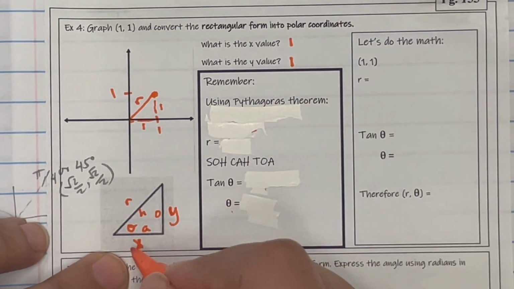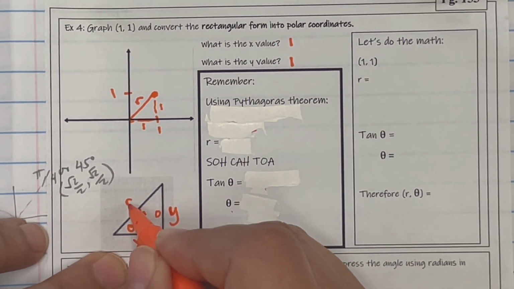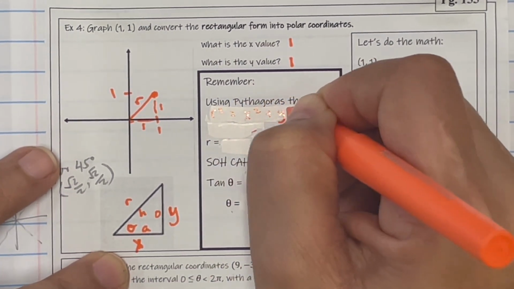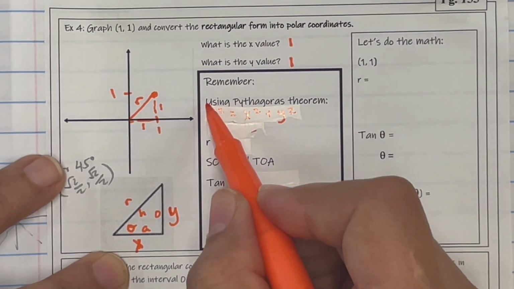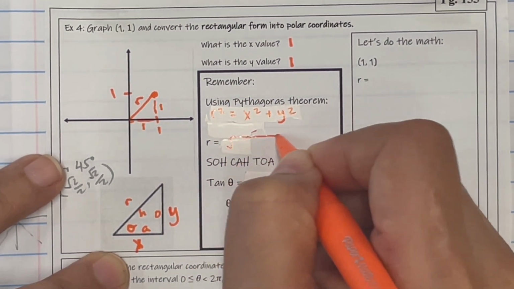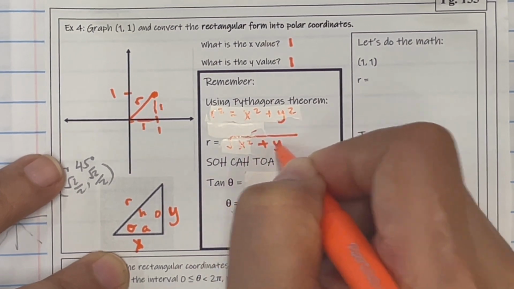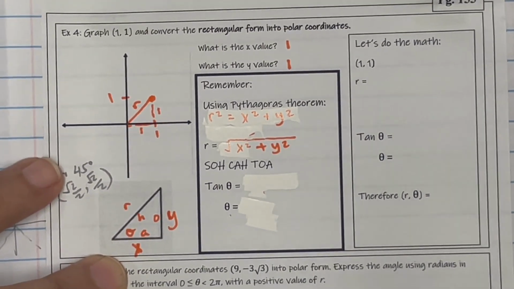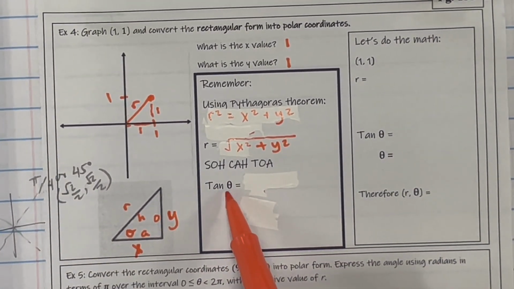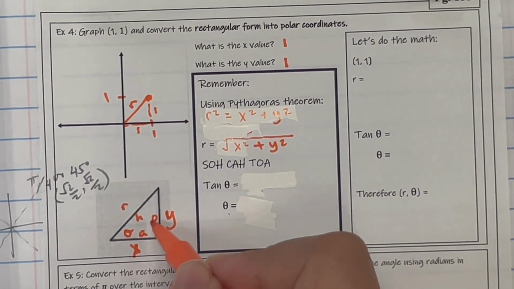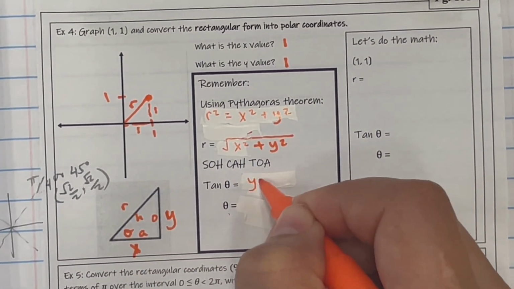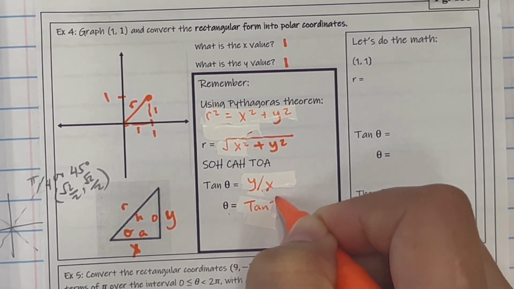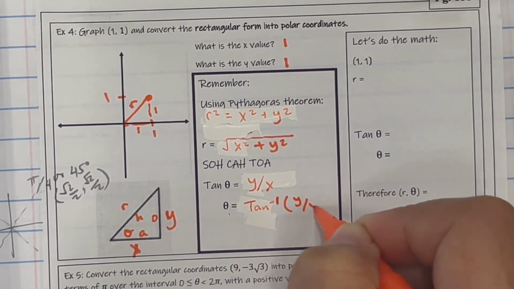Using Pythagorean theorem, we have x squared plus y squared equals r squared, or r squared equals x squared plus y squared. So how do I find r? I take the square root of both sides. So this is the square root of x squared plus y squared. Go ahead and highlight that because that's going to be a formula that we're going to use a lot. Going on to this one, if I had to write out tan, tan is O over A, so y over x. And then theta is the inverse tan of y over x.